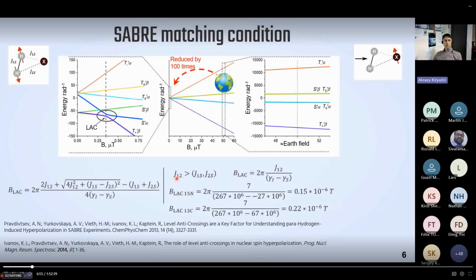In the simplest case, where proton-proton coupling dominates, the LAC occurs at several hundred nanotesla, which is 100 times lower than the Earth's magnetic field. Let's consider a system initially prepared in the proton singlet state. During adiabatic magnetic field variation, we selectively populate only beta states of the X nucleus. This creates a hyperpolarized substrate that subsequently dissociates from the complex and goes to the bulk. Remarkably, when we perform the experiment exactly at the LAC position, we observe an analogous effect. One spin projection of the X nucleus will be populated through the same mechanism.